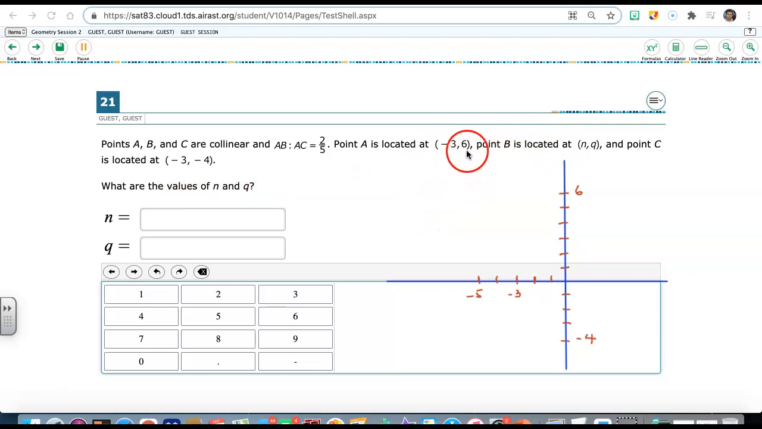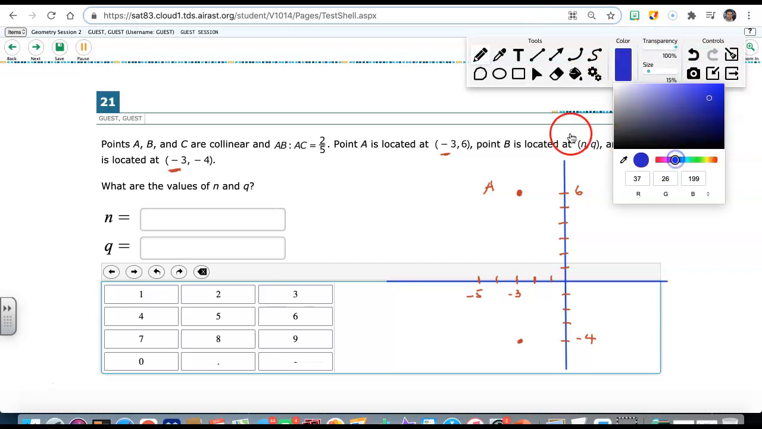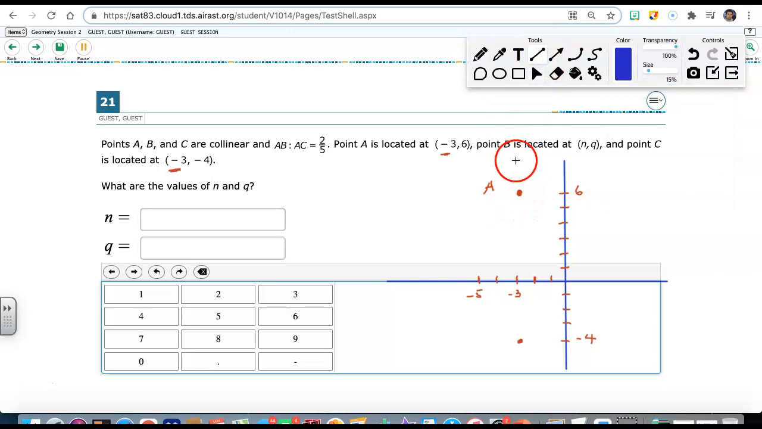So the easiest thing is, because they give me points, I'm going to plot them. I'm going to locate them to see what's going on. All right, let me get, see, I have a marker. All right, cool. So -3, 6, that's point A. B, I have no idea. C, -3, -4. Okay, so if you notice, they have -3 as the x value. That means they are on some kind of vertical line. All right, so let's do a vertical line here. So let's connect those points real quick. Oops, I don't think it's working too well.